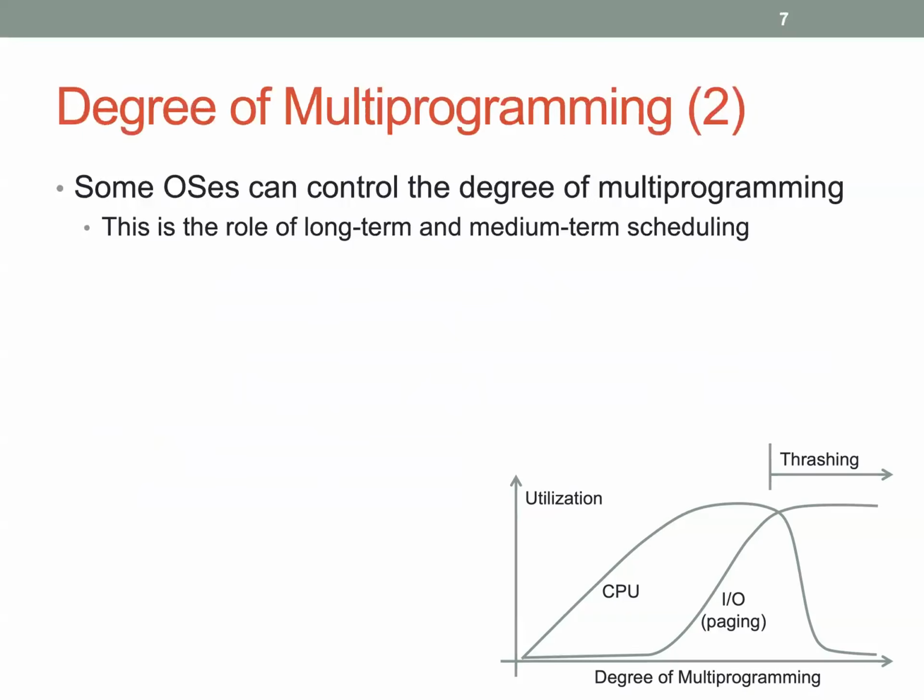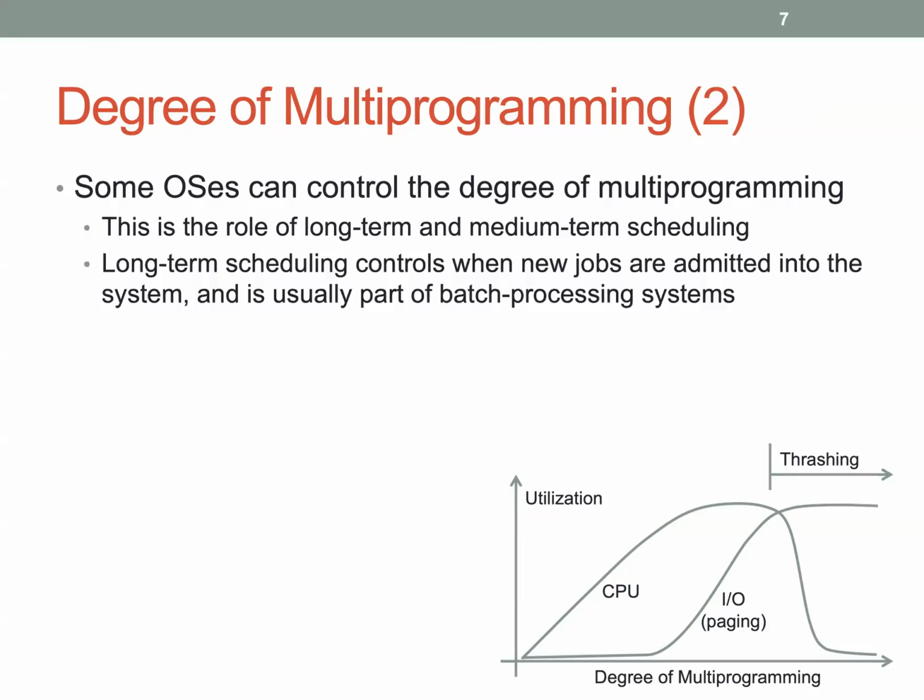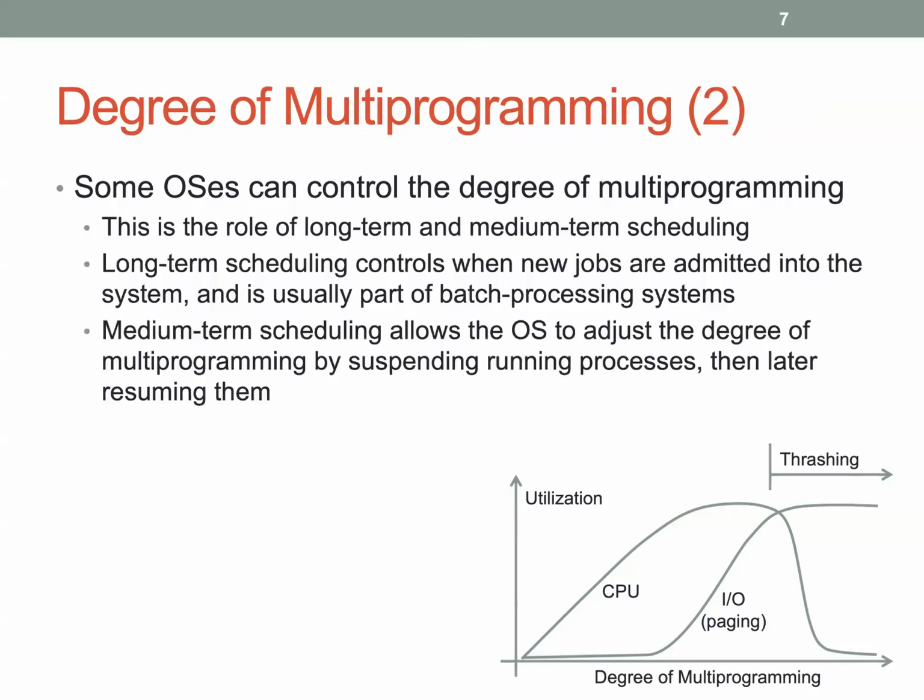Okay. If you can control the degree of multiprogramming because you happen to be a batch processing operating system or something like that, then your medium-term scheduler would say, all right, I'm going to reduce the degree of multiprogramming to try to get the fault rate under control. And the long-term scheduler is going to maybe not admit new jobs because the degree of multiprogramming is too high and the fault rate is too high. Medium-term scheduling is like, the system is really misbehaving, so I need to pull some processes out until things get under control.